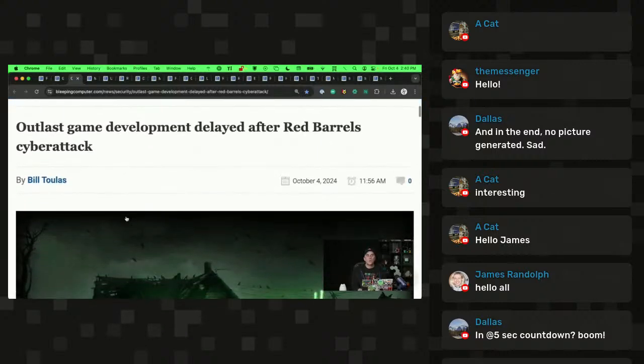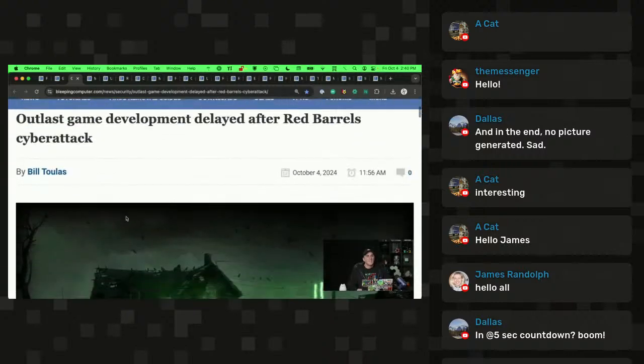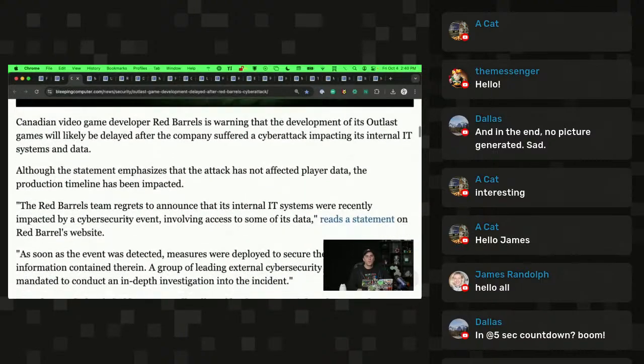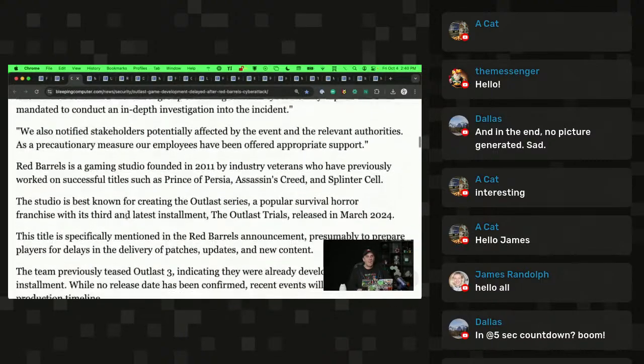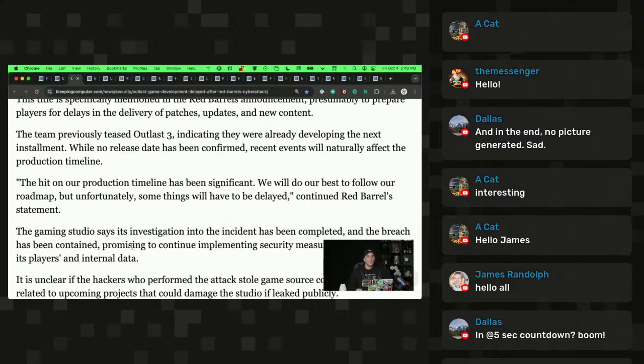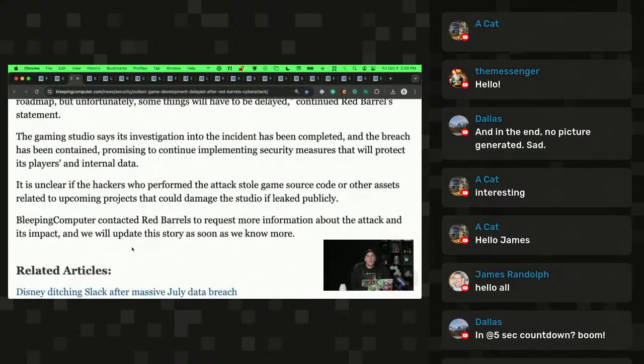All right, so video game development news. Outlast game developers, Red Barrels, yes, the Red Barrels, is announcing that the development of their, I think it's actually their fourth installment, but it's the third version of Outlast, is going to be seriously delayed after a cyber attack. Nobody is claiming responsibility for this yet, but it says that it was a hit on their production timeline, and this generally implies ransomware or some sort of file deletion or destruction. So, if it was just a data leak, probably we would have heard about that. But in these cases, you never really know who's responsible until someone comes forward, as the negotiations typically happen in private.